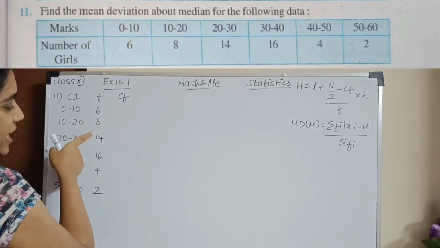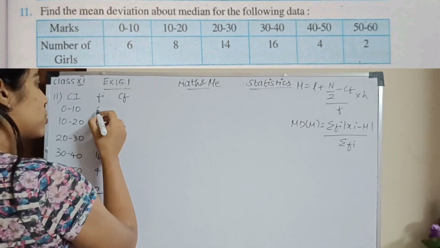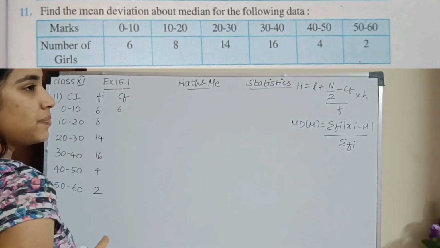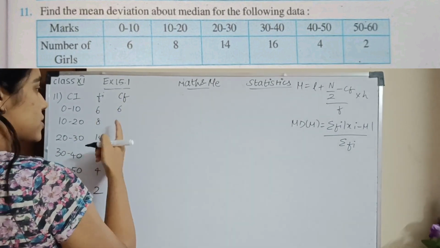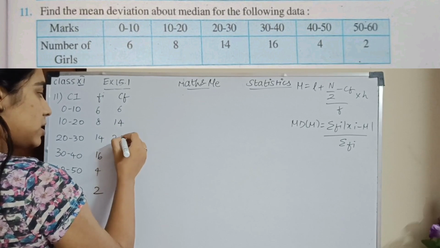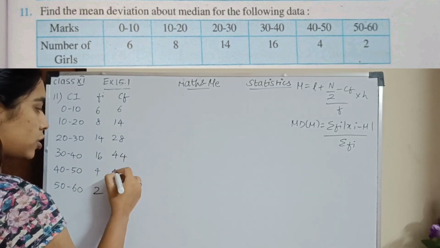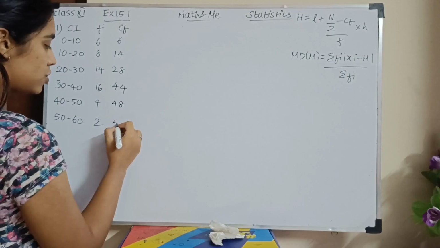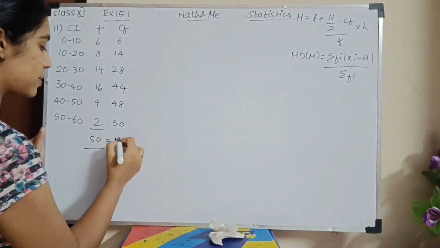Now at this place it's 6, 8, 14, 16, but here suddenly it decreases. Correct? I don't want that. So what am I going to do? I can put 6 as it is. The first line is the same. So 6 plus 0, nothing is added. So 6. Now 8 is added to 6. So 8 plus 6 is 14. 14 plus 14, 28. 28 plus 16 is 44. 44 plus 4, 48. 48 plus 2 is 50. So you also see that the sum of all this is 50. So this is my n.